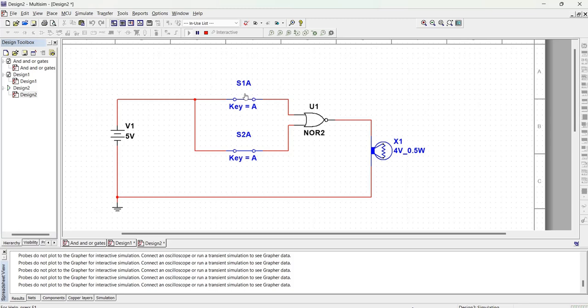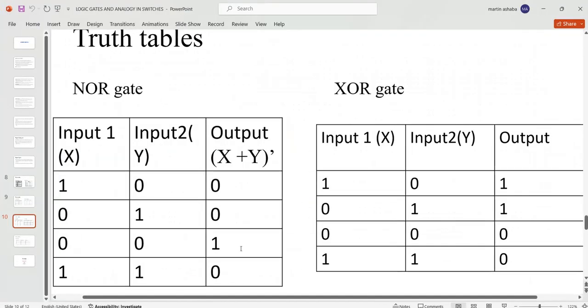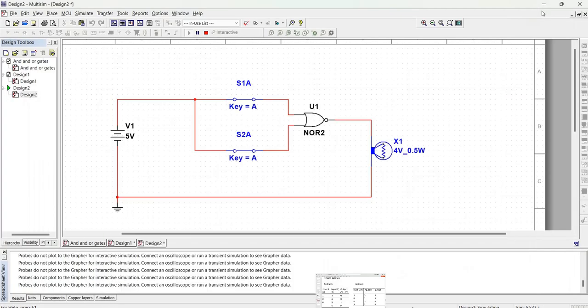When all the inputs are high, according to this truth table, the output is low. Since we are not receiving any light from this bulb, we shall say the results of the truth table have been correctly verified with Multisim. So this is how a NOR gate operates.